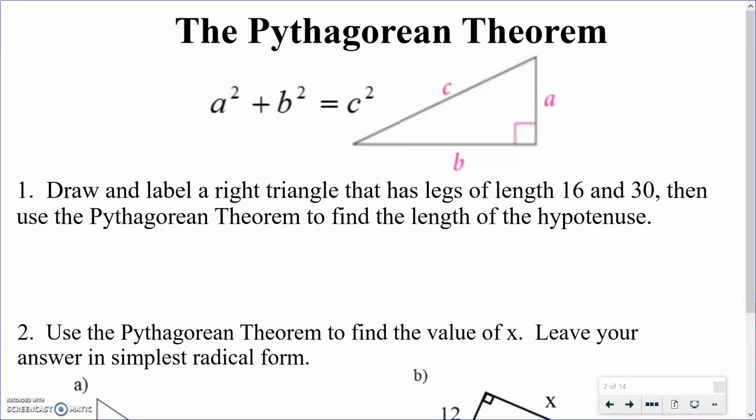So chapter 9 is about the Pythagorean theorem. The first day we're going to talk about right triangles, the properties that the sides of right triangles have, and how we label them.